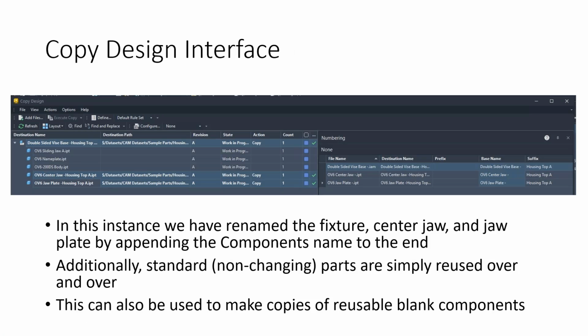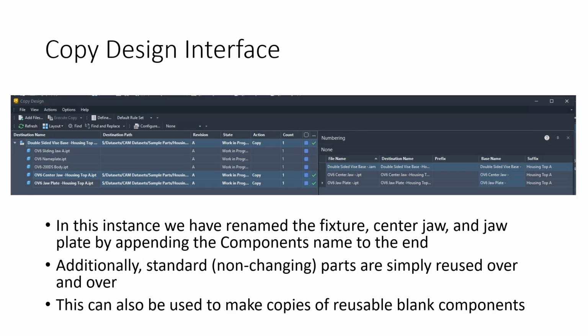So, just a quick screenshot of the copy design interface. In this case, this is just a double-sided vice base that I've said, okay, I need to make a copy of the assembly. And in this case, I've got some jaw parts in it that I need to modify to hold a component in place. I then slapped a quick suffix on them. I hit the go button and I'm ready to start working on the files.